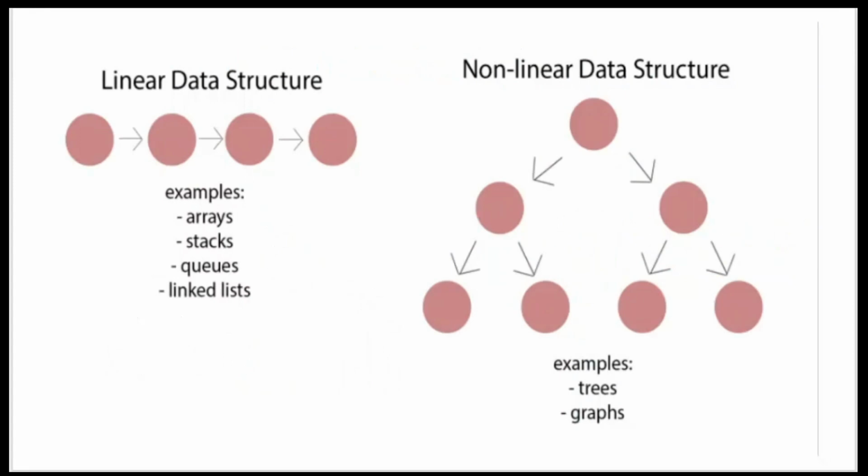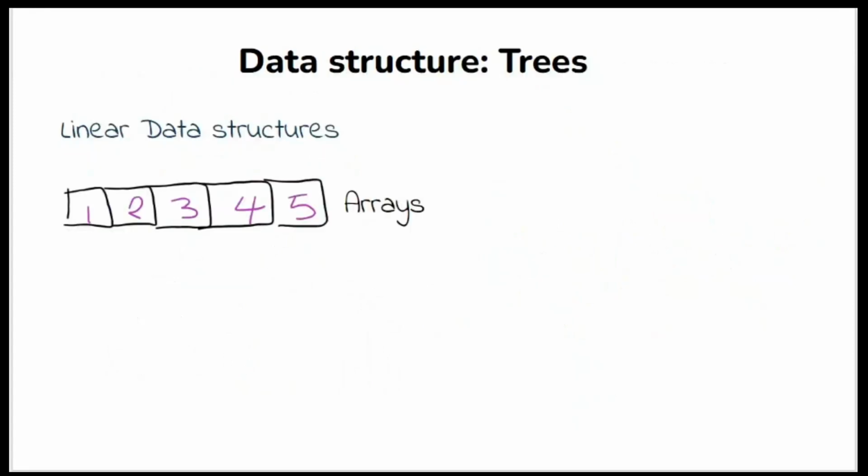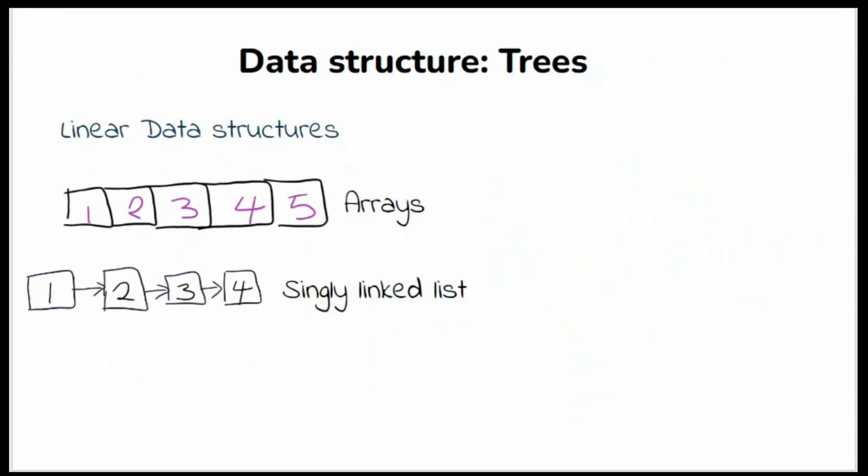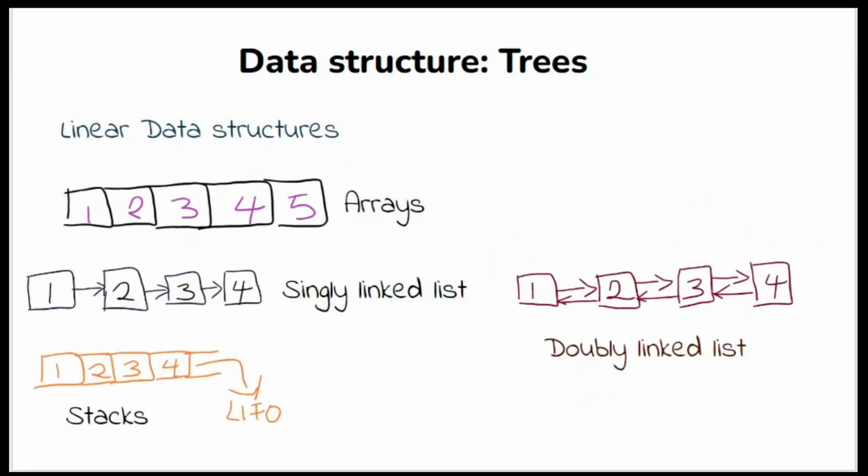A literal tree. We discussed the arrays data structure, linked lists, doubly linked lists, stacks, queues. These are all linear data structures. As you can see, they follow this structured linear flow.